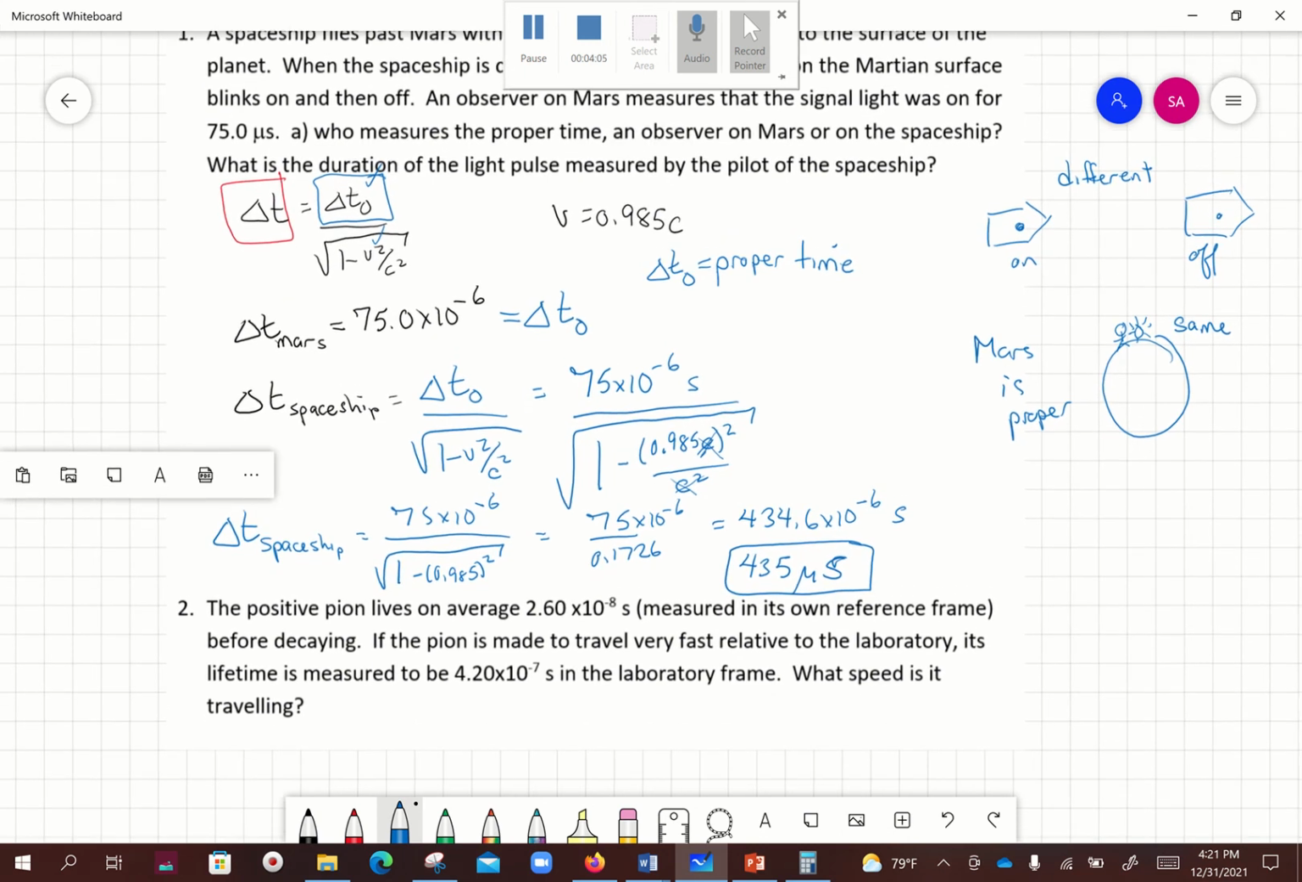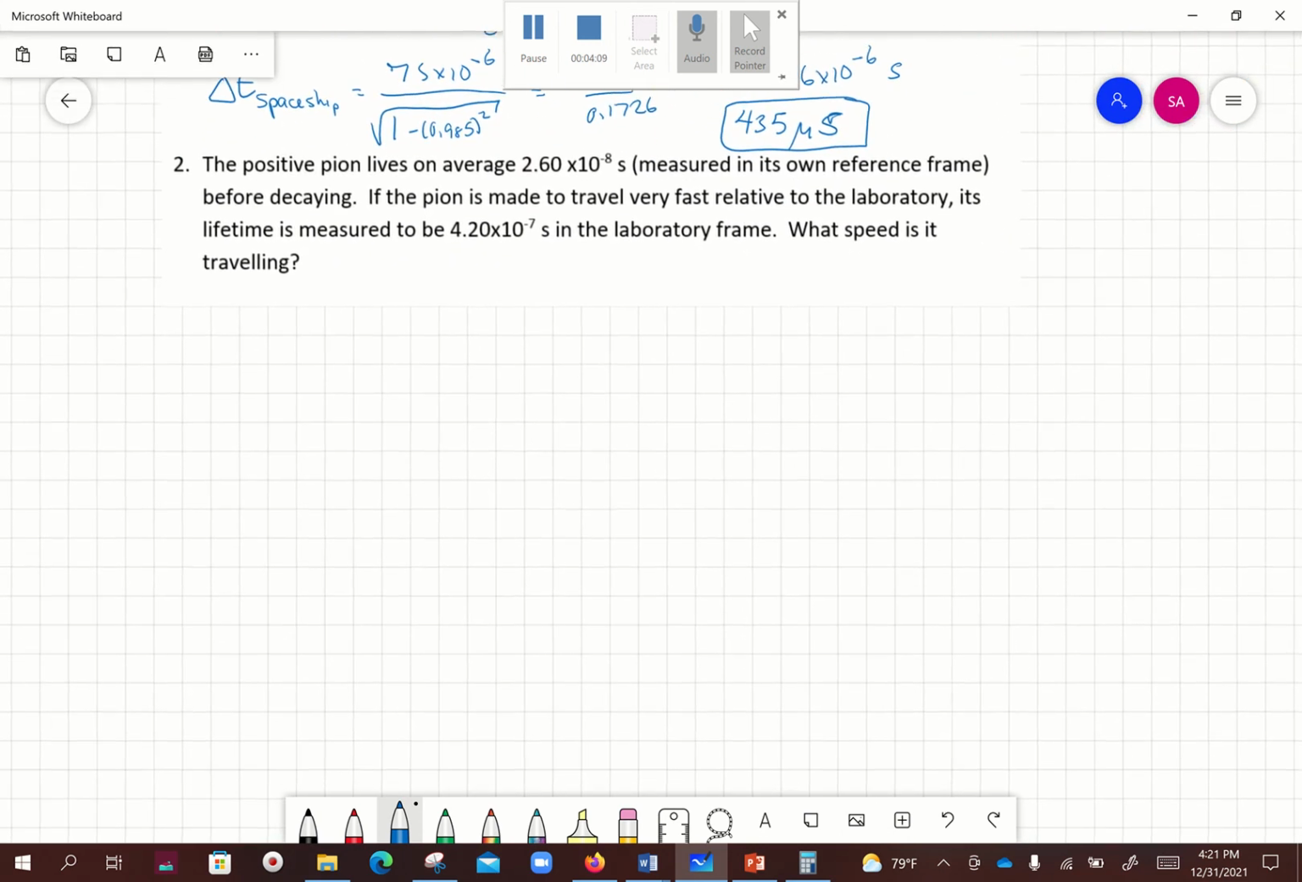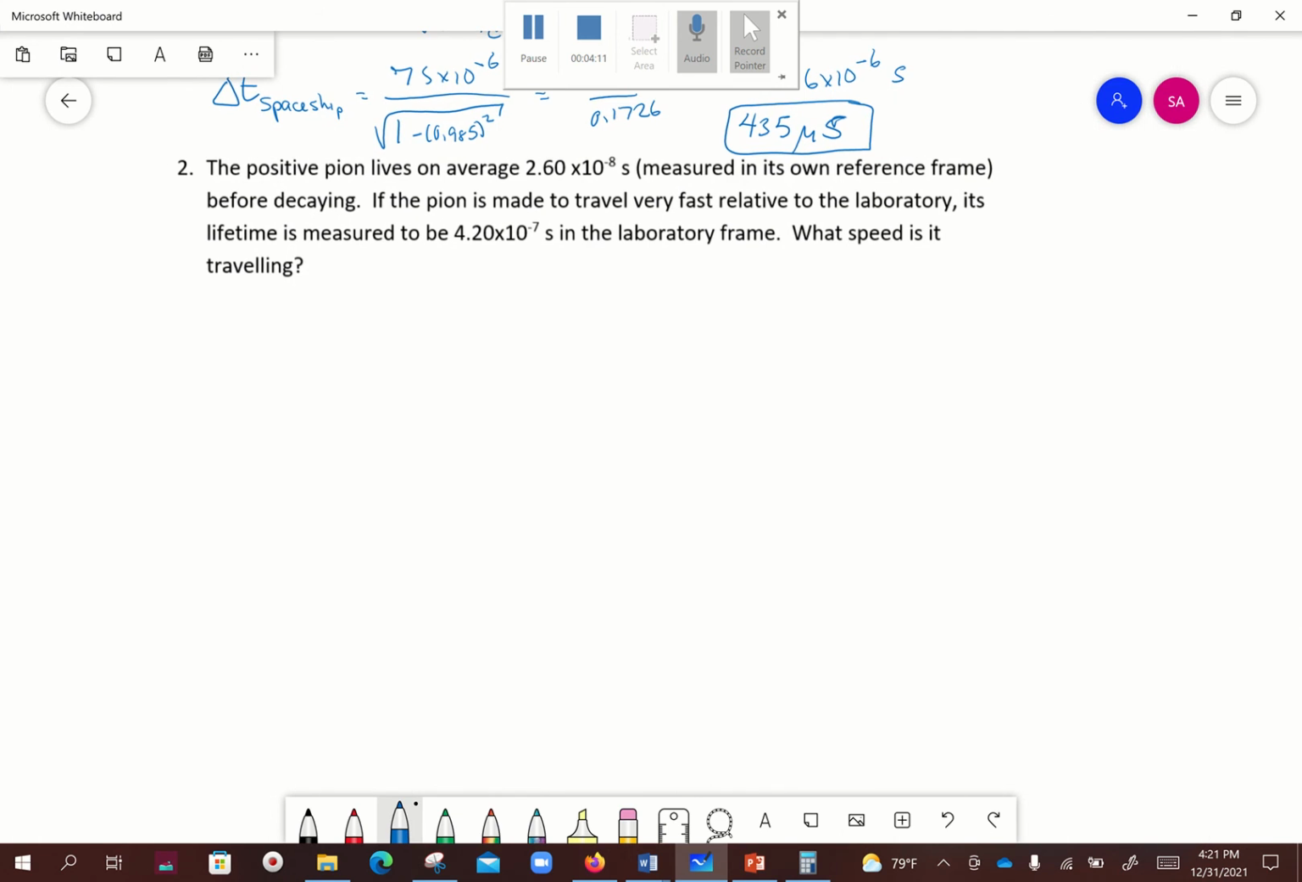All right, let's do one where we take that equation and now we rearrange it to find the speed. So now I have a positive pion that lives on average 2.6 times 10 to the minus 8 seconds measured in its own reference frame. So it lives and dies in the same reference frame. So that's going to be our delta t0.